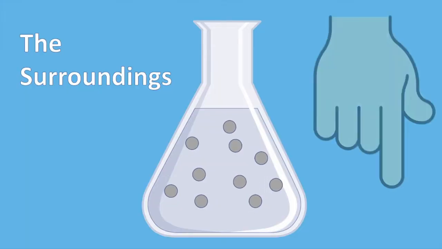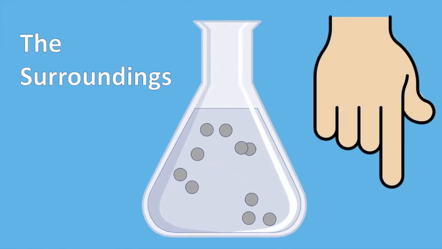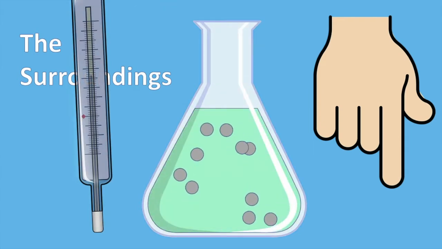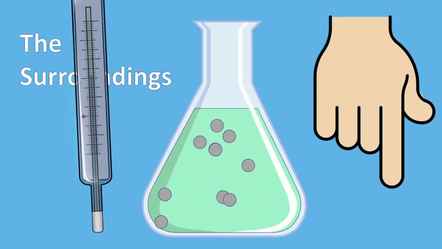Remember, we are part of the surroundings. Our thermometer is part of the surroundings. The solution that things are dissolving into is also part of the surroundings. In short, although we can't actually be inside the system, we can infer what is happening inside the system by measuring what is happening in the surroundings.